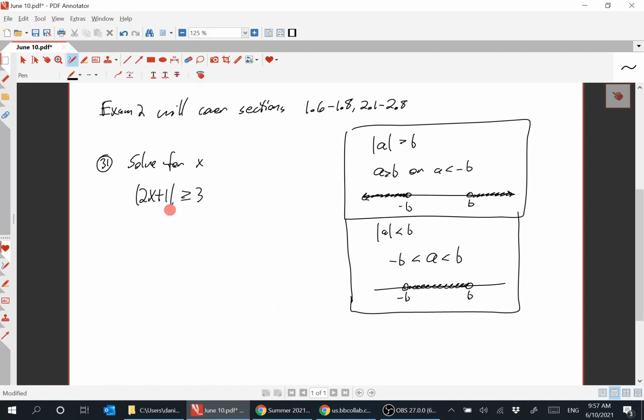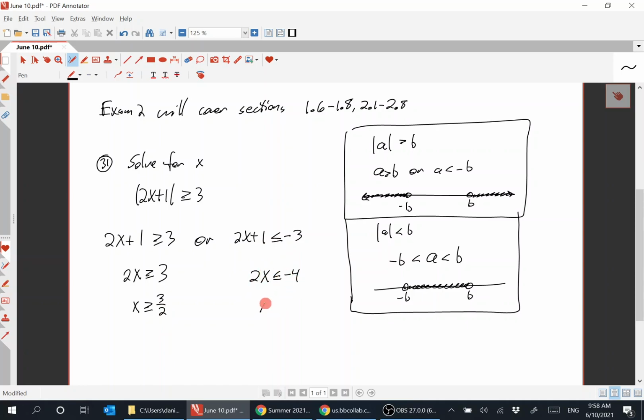So here, this one is the absolute value of 2x plus 1 is bigger than or equal to 3. So this one requires two separate inequalities. 2x plus 1 is bigger than or equal to 3, or 2x plus 1 is negative and is less than or equal to negative 3. So then you solve each one simultaneously. 2x is bigger than or equal to 2. Divide by 2. So x is bigger than or equal to 3 halves. This one, subtract 1 from each side.